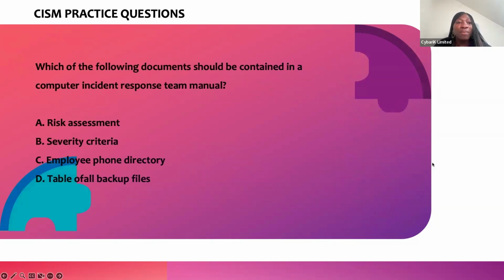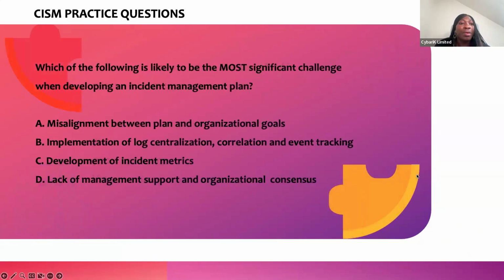Next one quickly, which of the following documents should be contained in a computer incident response team manual? The severity criteria. In your incident response manual, ensure that you have severity criteria because in most cases it won't change. The other things may likely change from time to time. You can have those as appendix, and then you don't need to be printing those ones out all the time. But your severity criteria, it won't change in a lot of cases, so you can have that in your manual.